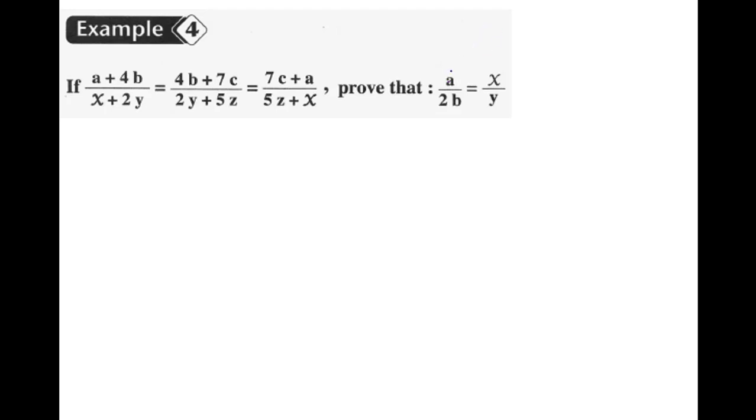We will make it a over x equals 2b over y. This will be a over x equals 2b over y, which is the same thing, but it's easier to solve it like that. Now we'll begin step number 1. What do we want to find here? We want to find a over x.